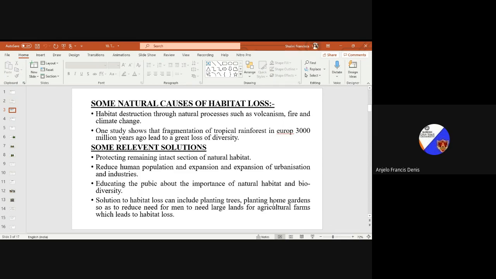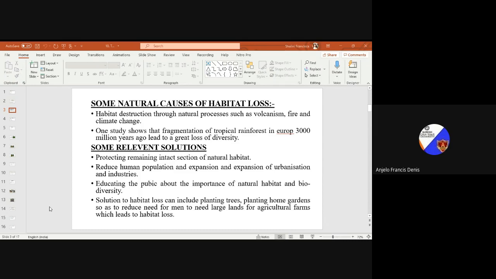educating the public about the importance of natural habitat and biodiversity. Solutions to habitat loss can include planting of trees, planting home gardens, so as to reduce the need for men to need large land for agricultural farms, which leads to habitat loss. So there are several relevant solutions to avoid or to minimize the habitat loss.